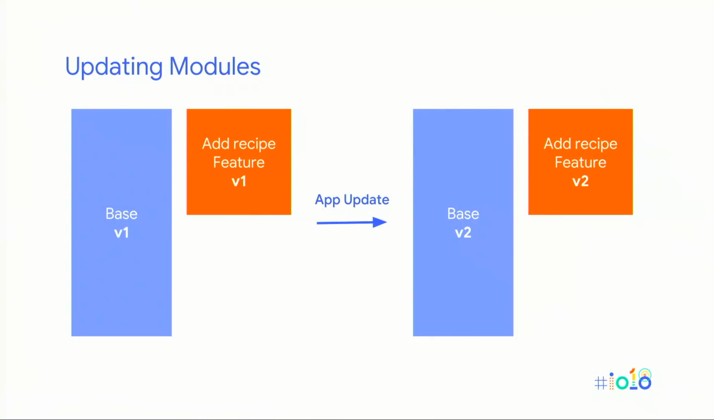Finally, when you release an update to your app, Play will automatically update both the base module and any on-demand modules that are already installed. So the versions of your modules that are on a device are always in sync. They're always at the same version. And partners tell us that this is something that they really like about this model.